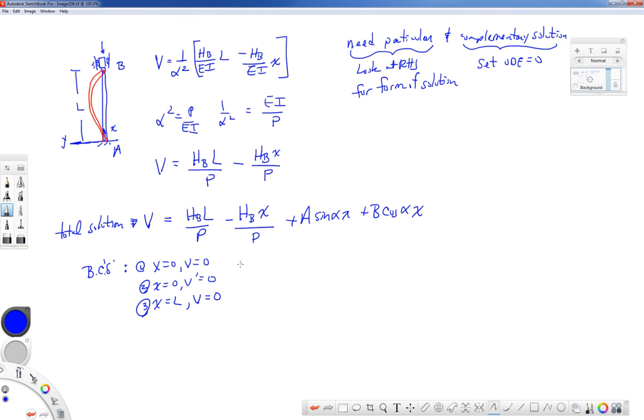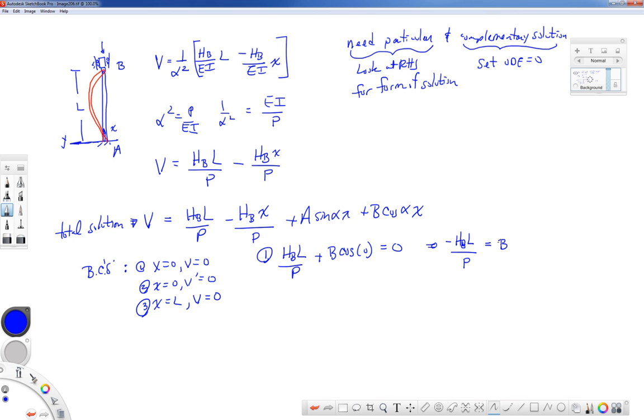If I apply number 1, I will have HB L over P. That goes away to 0, sine goes to 0, plus B cosine of 0 is equal to 0. Okay, so that equals to 1. So what this says is HB L over P, we move to the other side. So B is equal to minus HB L over P.